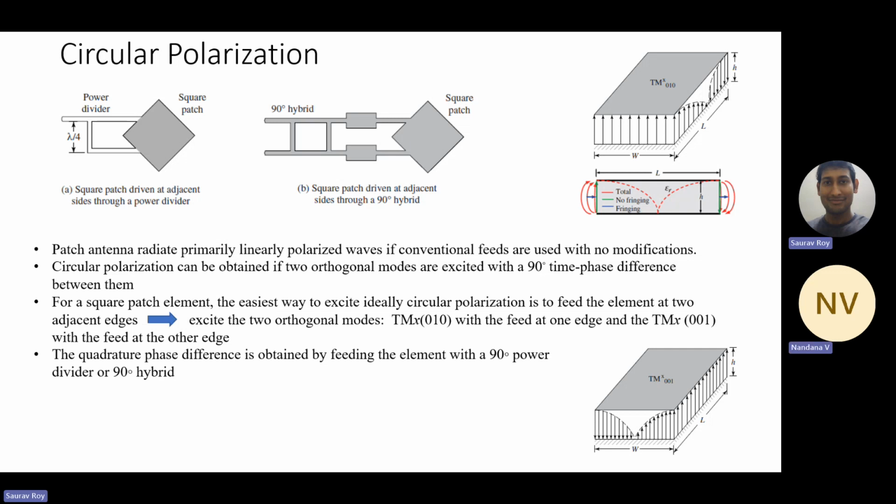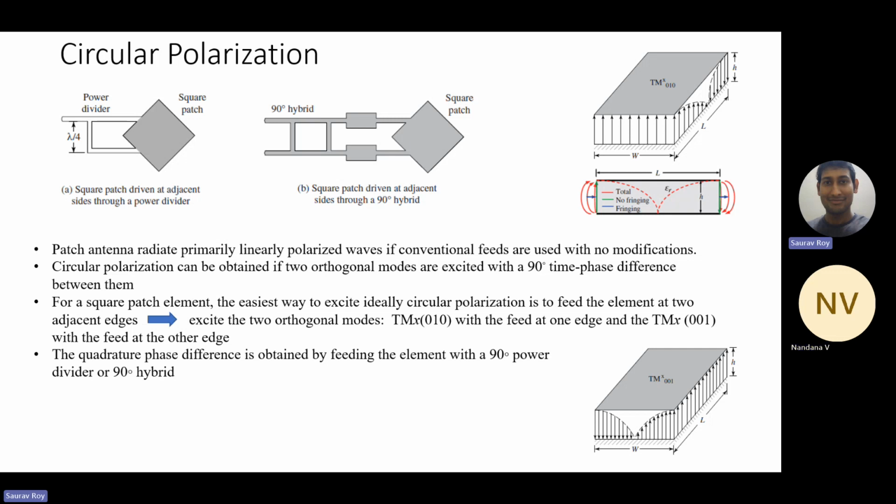See, there are three things, for the phase difference. We need a 90-degree phase difference, right? So that is how we generate it. Lambda by 4 means it will generate a 90-degree phase difference. So here we feed or excite these two modes with a 90-degree phase difference, right?